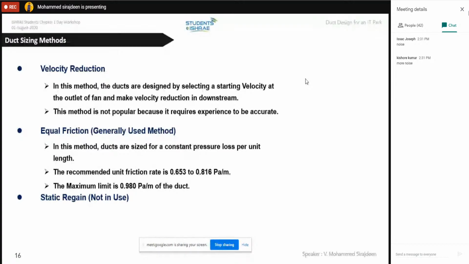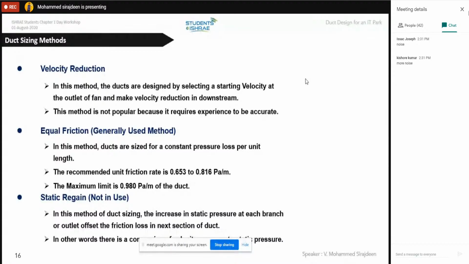What will we do with the equal friction method? We will fix it as per the recommendation from ASHRAE. Duct friction loss is between 0.65 pascal per meter to 0.816 pascal per meter. The maximum limit for factory sectors or smoke exhaust or any such process exhaust can go up to a maximum of 0.98 pascal per meter. I will explain in the coming points how equal friction is designed.